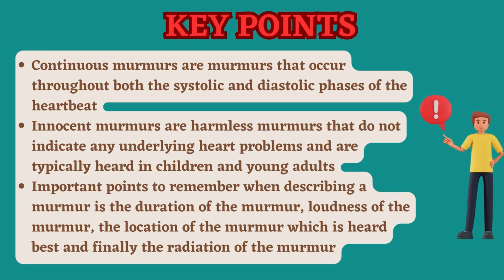Continuous murmurs are murmurs that occur throughout both the systolic and diastolic phases of the heartbeat. Innocent murmurs are harmless murmurs that do not indicate any underlying heart problems and are typically heard in children and young adults. Important points to remember when describing a murmur are the duration of the murmur, loudness of the murmur, the location where the murmur is heard best, and finally the radiation of the murmur.